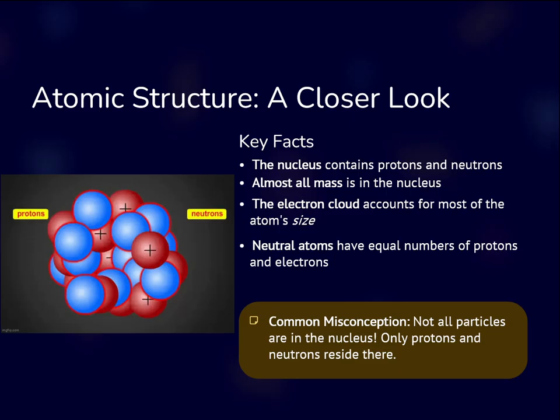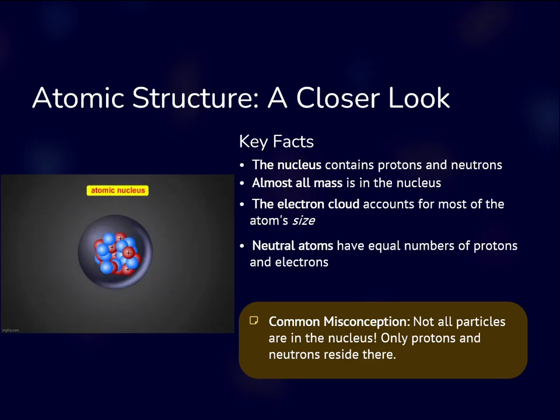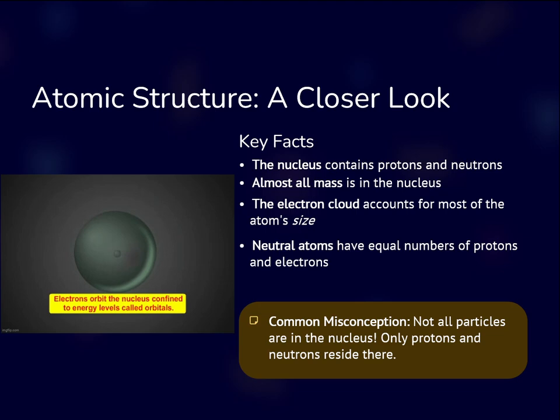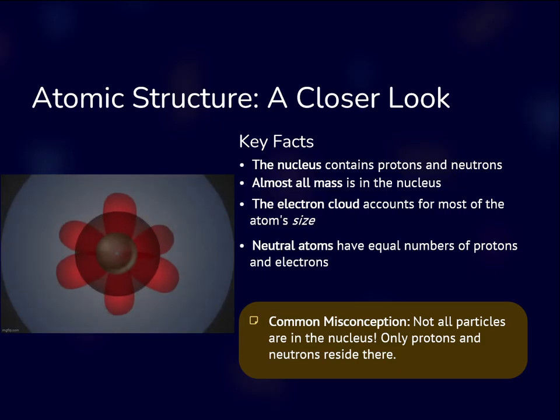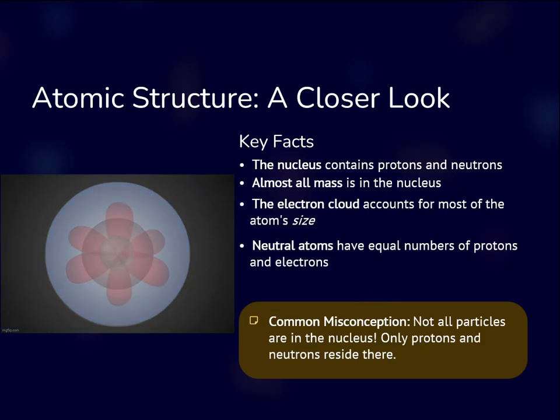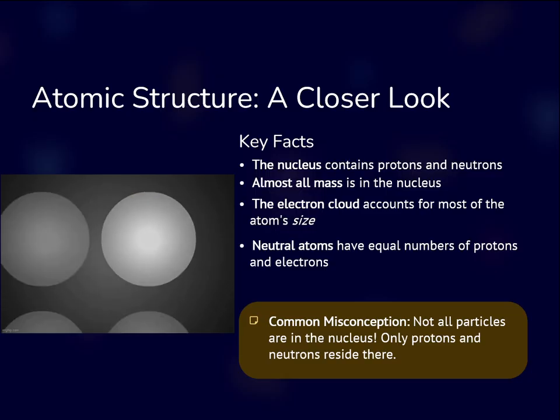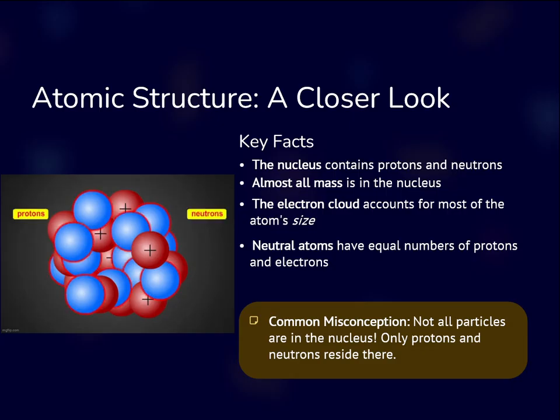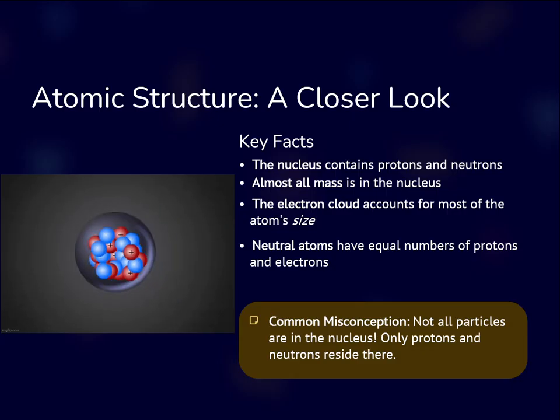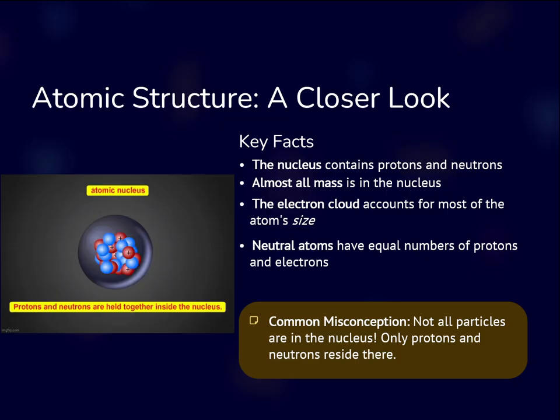Now let's zoom in for a closer look at how these particles fit together. At the center of every atom is the nucleus, made of tightly packed protons and neutrons. Almost all the atom's mass, nearly 99.9%, is concentrated right there in the nucleus. If the atom were the size of a football stadium, the nucleus would be smaller than a marble sitting at the 50-yard line. Surrounding that nucleus is the electron cloud, a region where electrons move extremely fast.